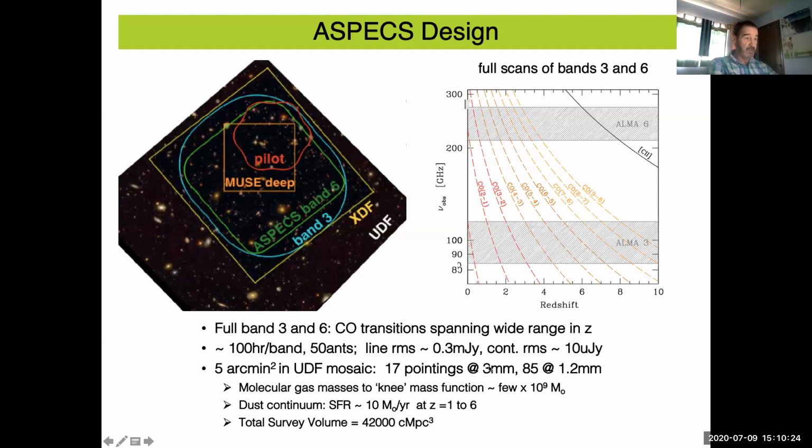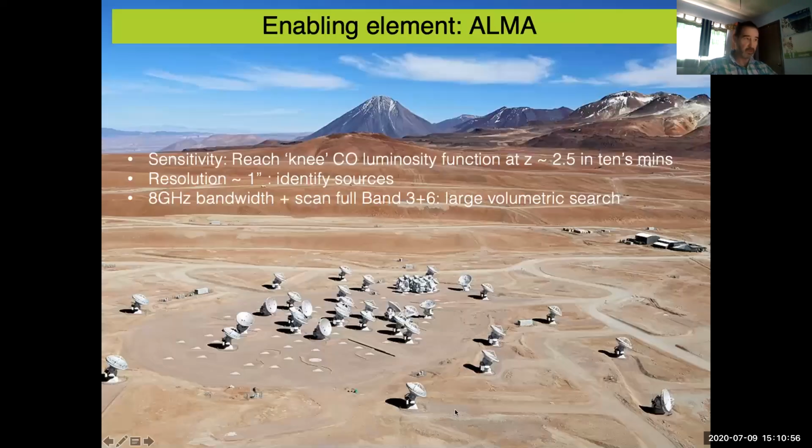100 hours per band. We're going pretty deep in the line continuum. In fact, getting down to the knee in the mass function, molecular mass function, a few times 10 to the 9 solar masses, which turns out to be very important. And the deepest continuum image is made at 1.2 millimeters, below 9 microjanskys RMS, getting down to star formation rates of less than 10 solar masses per year. Total cosmic volume surveyed, given these 3 dimensions that we survey, is large, 42,000 cubic megaparsecs comoving.